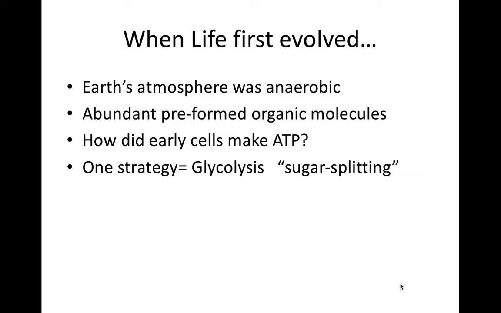So the first strategy we believe that evolved was a relatively simple way of making a little bit of ATP, starting with one glucose molecule. And this strategy is called glycolysis. Literally, it means sugar splitting. And we'll see that this is a way to use the energy in glucose and drive a little bit of ATP synthesis. So let's first take a look at this primitive way of making ATP.